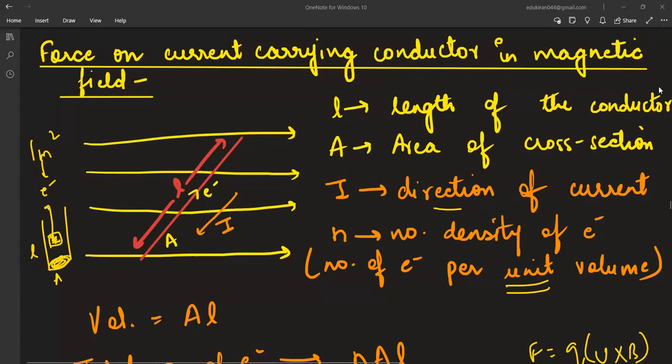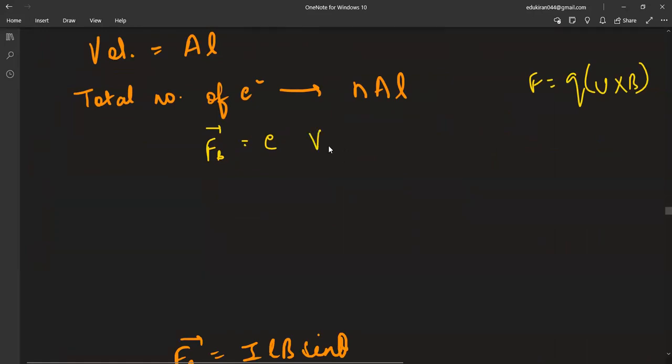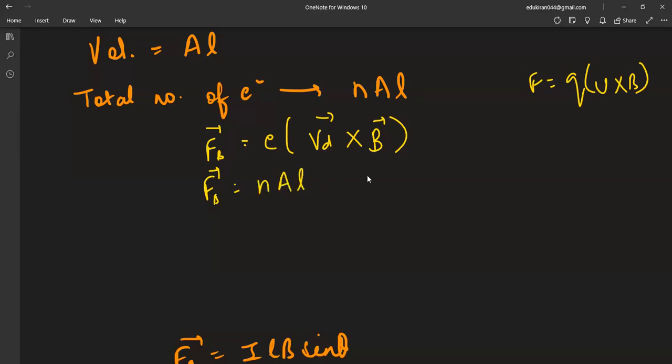So it means the velocity with which the electrons are drifting. So we consider here drift velocity cross multiplied with the magnetic field. Now, write down the formula. What is the total number of electrons that are present? Number of electrons, N A L e, V_d cross B.